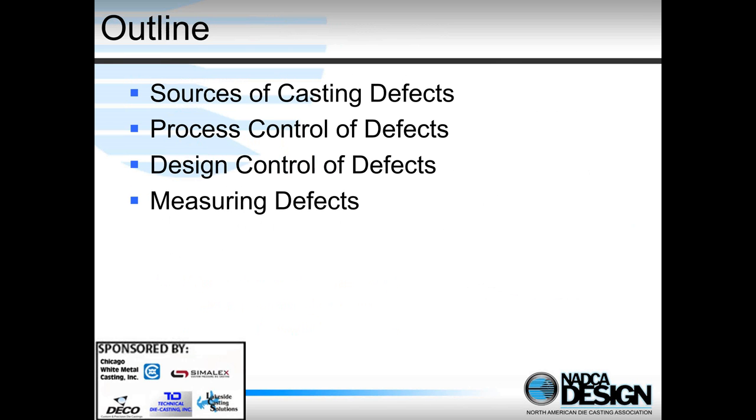So today we're going to talk about 4 different things. We're going to talk about the sources of casting defects. We're going to talk about process control of defects, i.e. what the die caster can do to eliminate or minimize defects. And then we're going to talk about the design control of defects, what you as designers can do to eliminate or minimize defects in the casting. And then we'll talk for a few minutes about actually measuring defects within die castings. And so, as we talked about earlier, obviously the emphasis today is going to be on porosity.